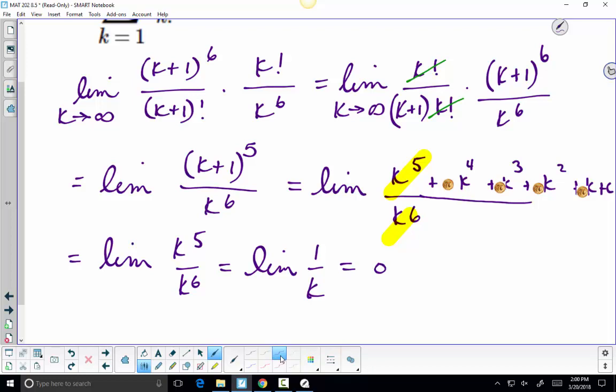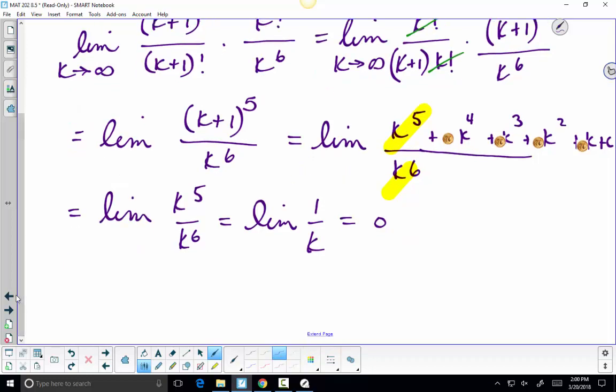OK, so now we've got the limit. Now we have to make the right conclusion. Root, ratio, and geometric series, the GS, those all have the same conclusion. R less than 1 in magnitude, we have convergence. So this is an R value that's equal to 0, so we have convergence by ratio test. R is less than 1. Good?